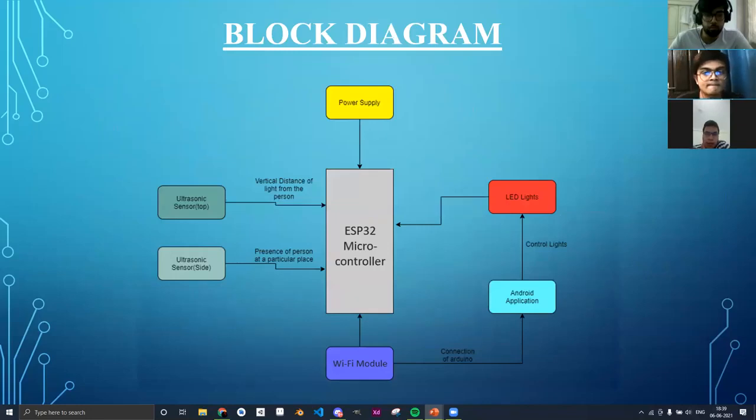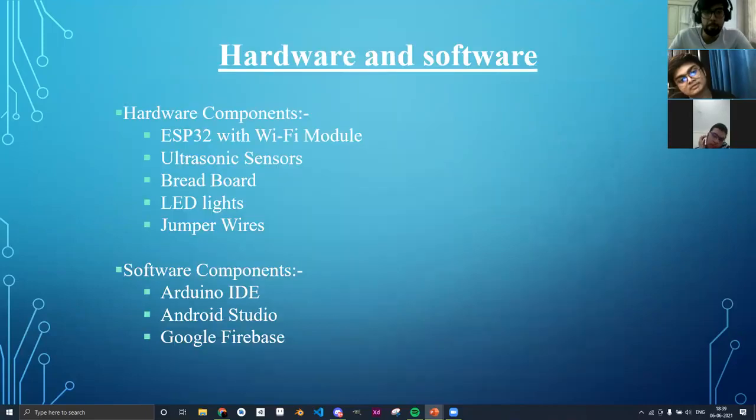This is the basic block diagram depicting the flow of our project, including all the components and their integration with the ESP32. The functioning of all the components, as I already explained in the previous slide, and all these components will be connected to a power supply through the ESP32 microcontroller. Now, I would like Harsh to continue further with our presentation.